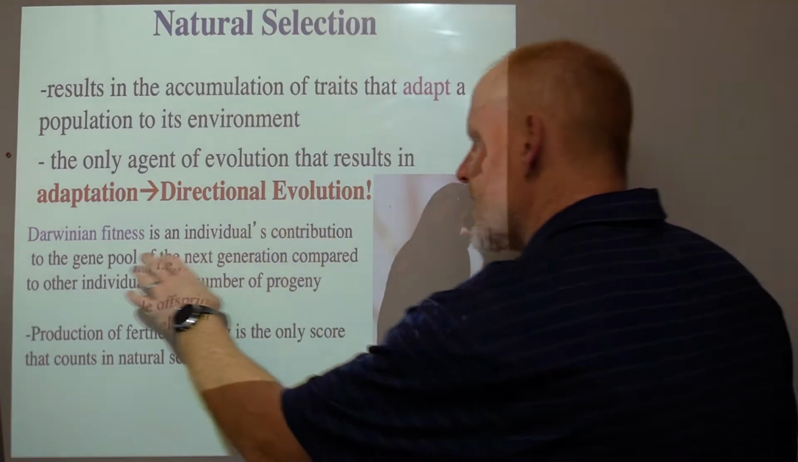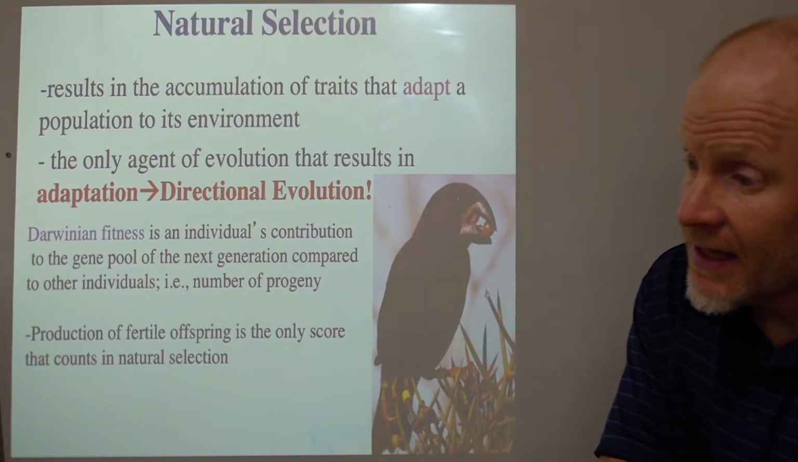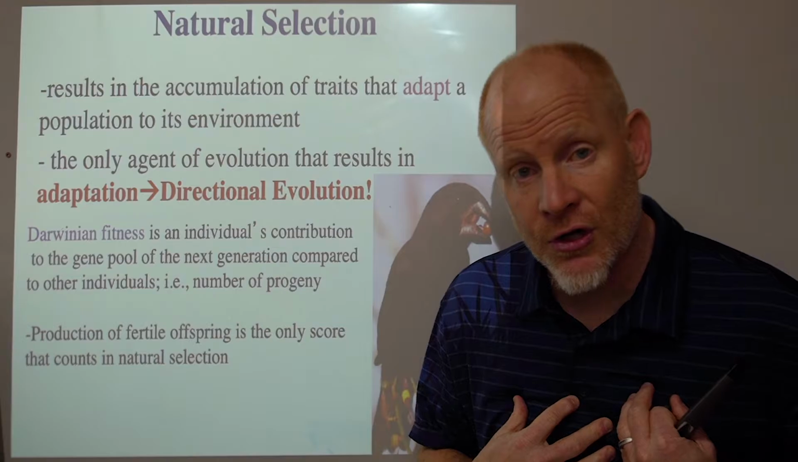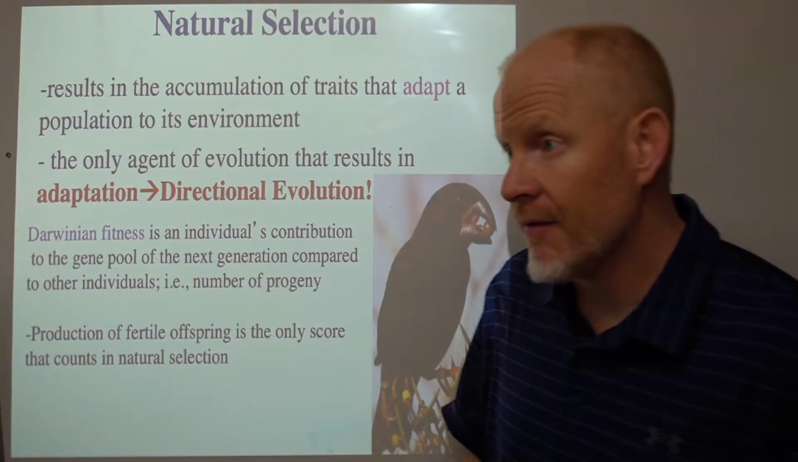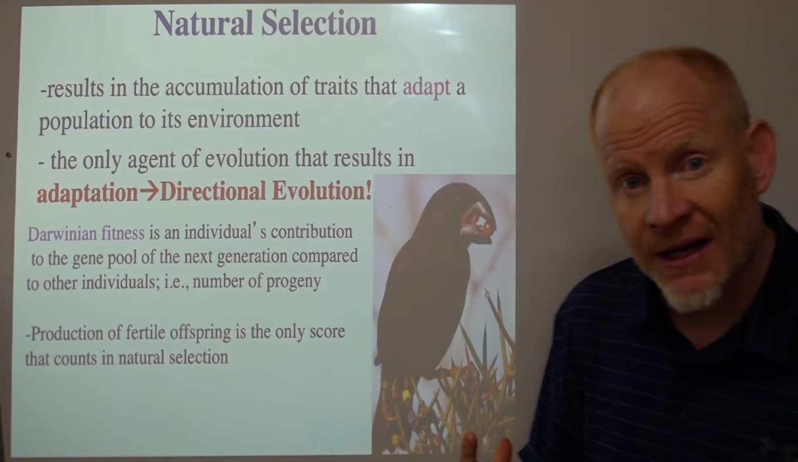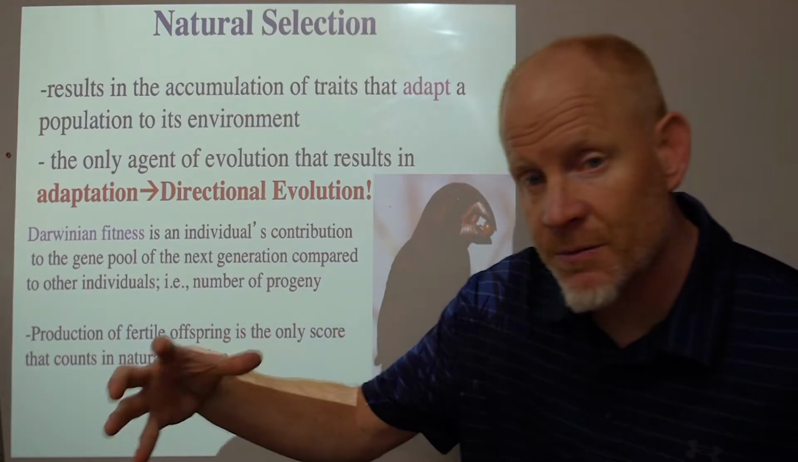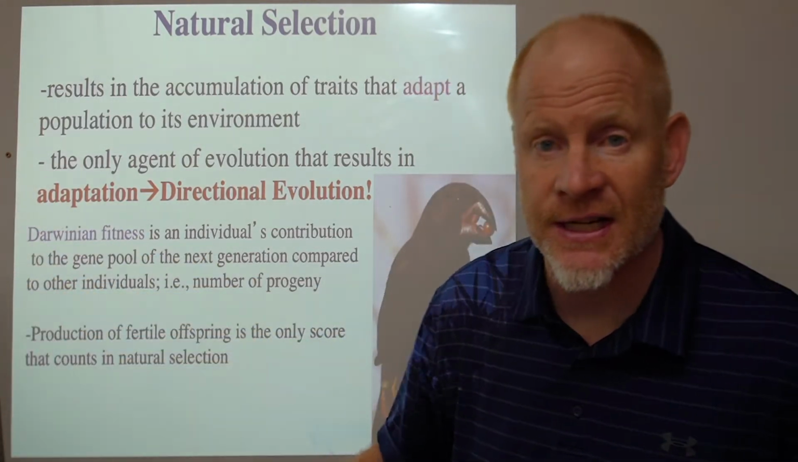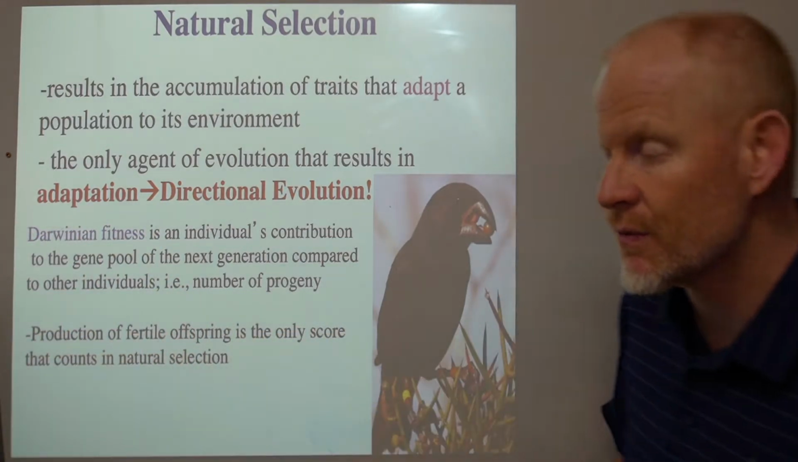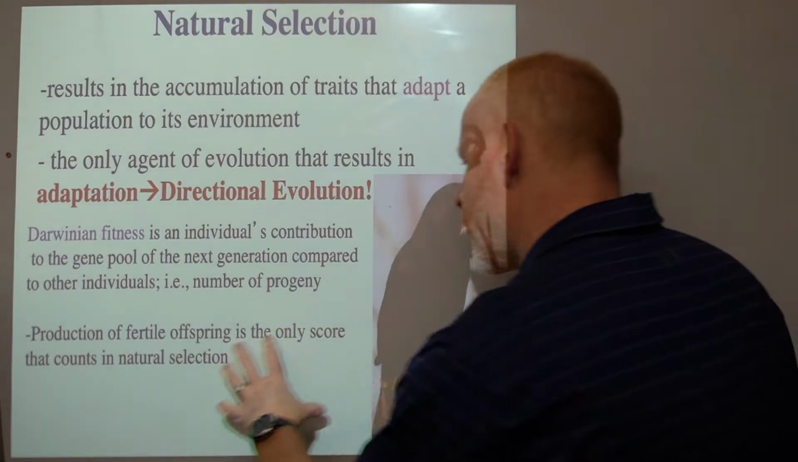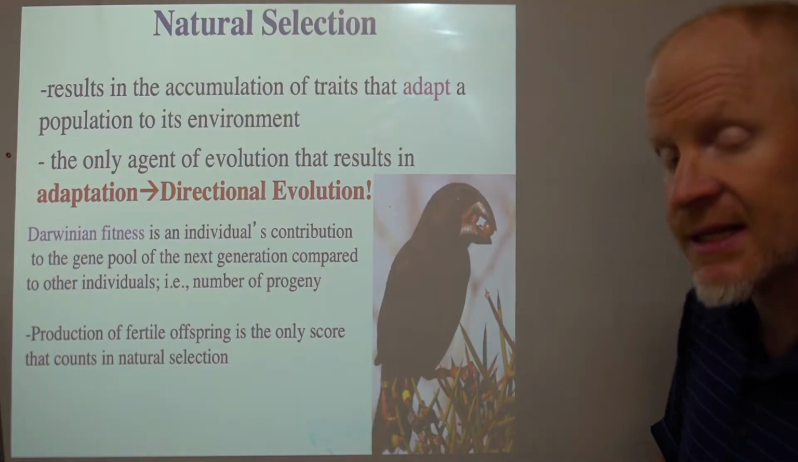And Darwinian fitness is defined as an individual's contribution to the gene pool. That is, if you are fit, you have good Darwinian fitness, you are passing your genes on to the next generation very frequently. If you have really poor Darwinian fitness, you're not passing your genes on at all to the next generation. But if you continually pass your genes through generations, your fitness gets stronger and stronger. So production of fertile offspring is the only real measure, if you will, that selection is successful.